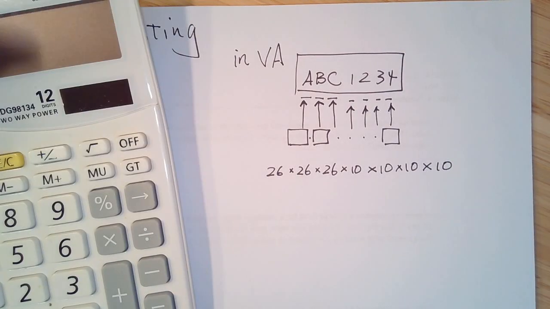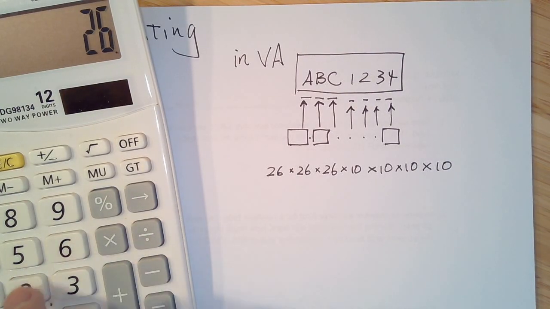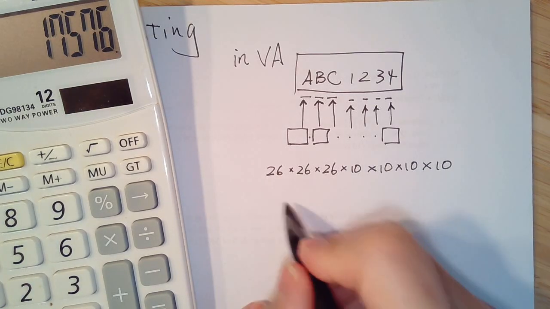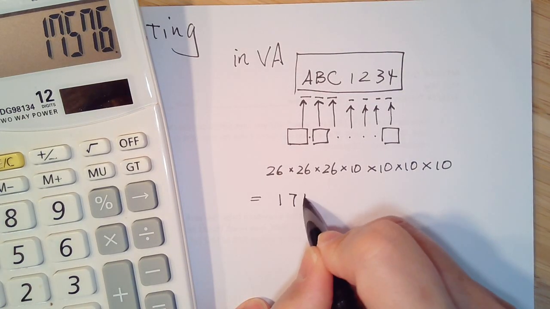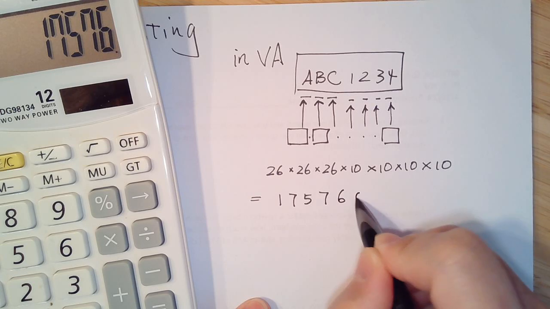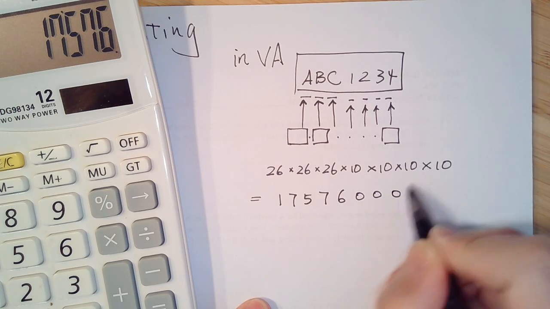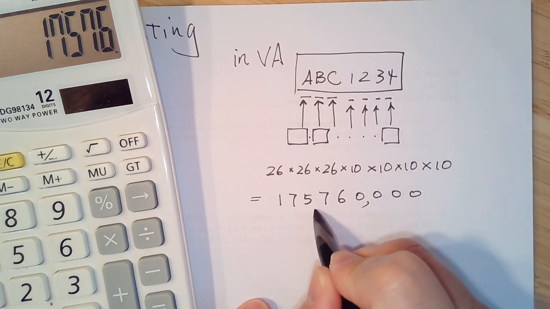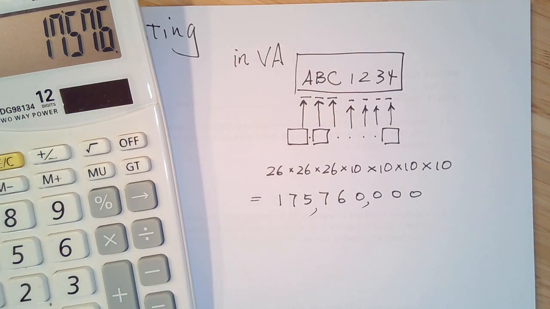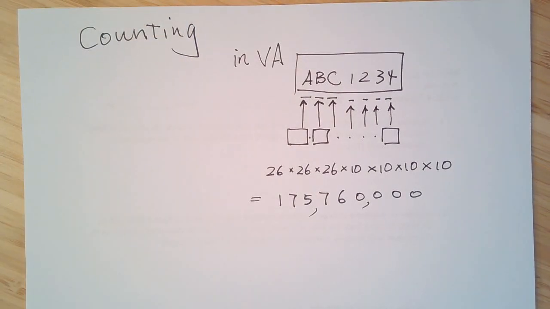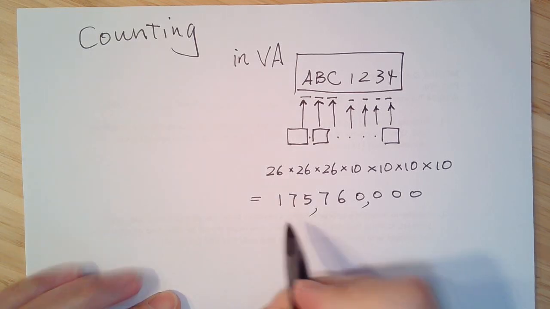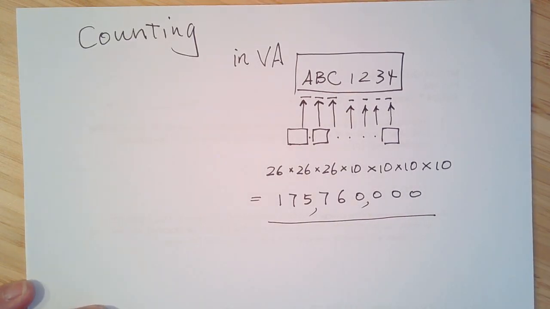If you use a calculator, you multiply it out and you get 175,760,000. That many possible outcomes. And do we have that many cars in Virginia? I don't think so. I think in Virginia we only have a little bit more than 8 million people. So yeah, we should have plenty to use.